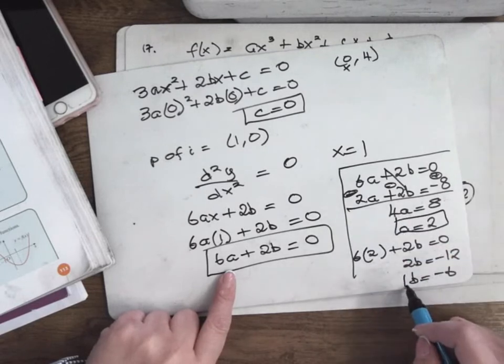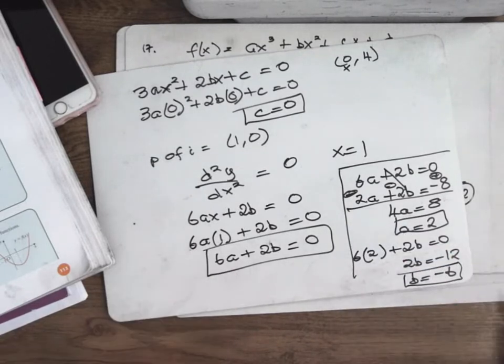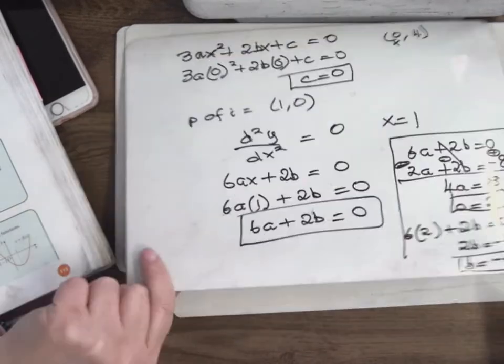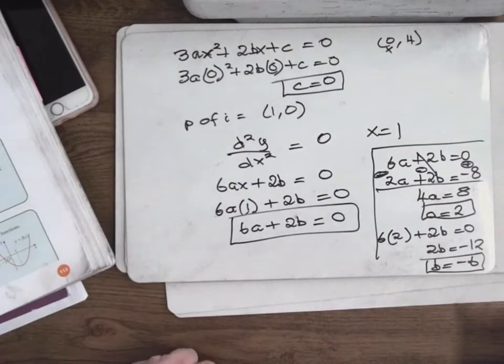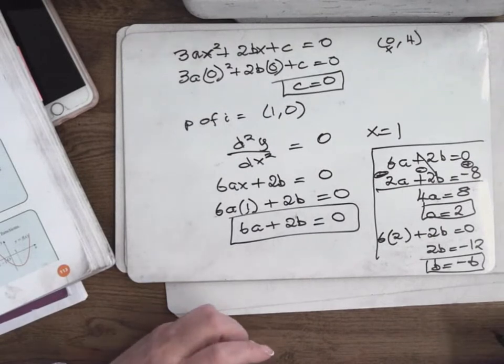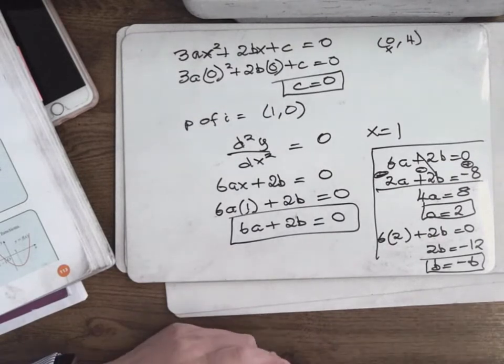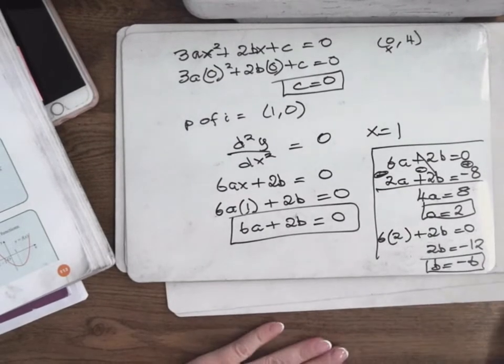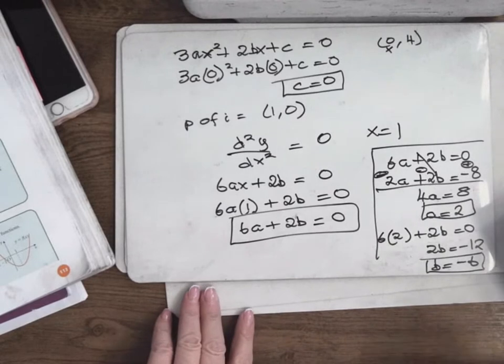So a is 2, b was minus 6, c is 0, and d was 4. Are we good? There's a lot of maths in there as well, isn't there? Anyone get it right? Okay, are we good?